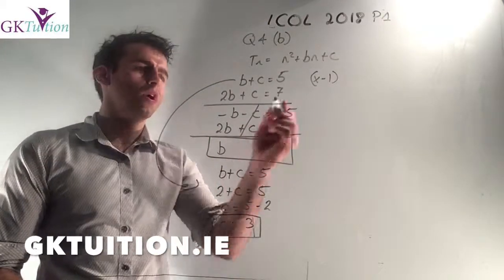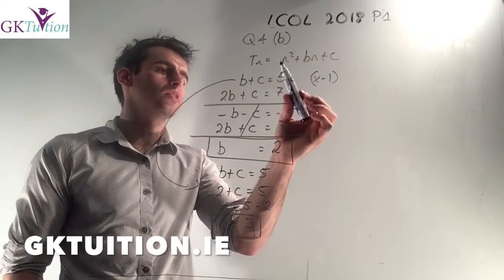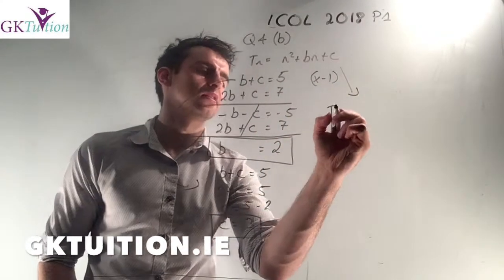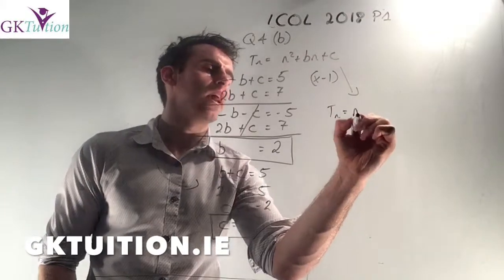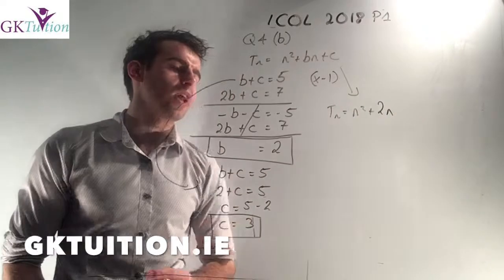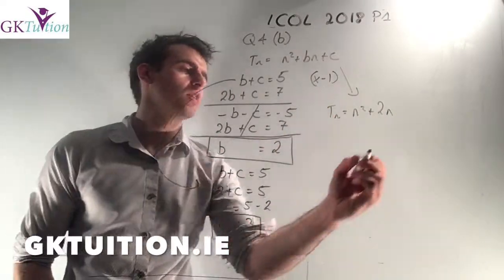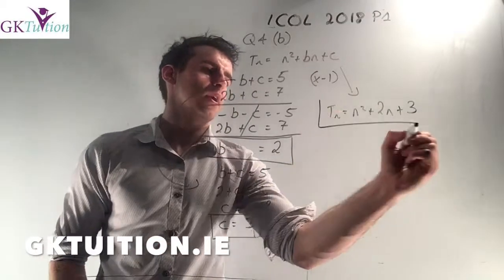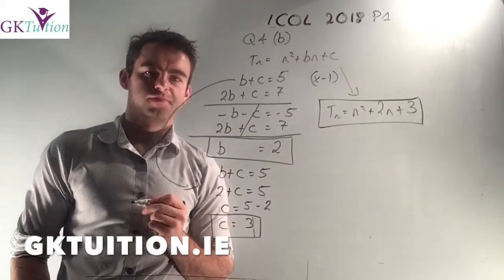Now, the question was, I told you the general formula was n squared plus bn plus c. So you should really sub in at the very end. You should say that Tn now is n squared, and instead of bn, I can write it as 2 times n. Instead of c, I can write it as 3. So it's n squared plus 2n plus 3. And that's your final answer for that bit.